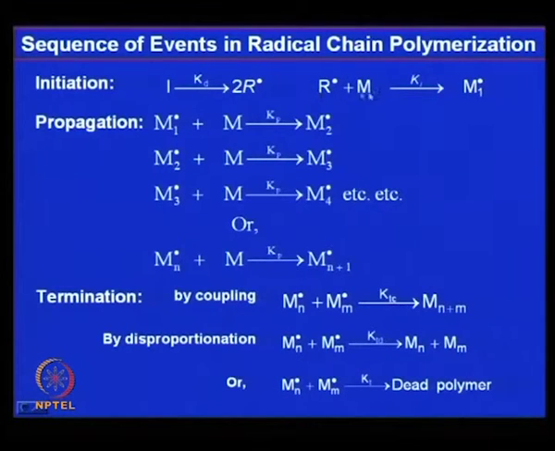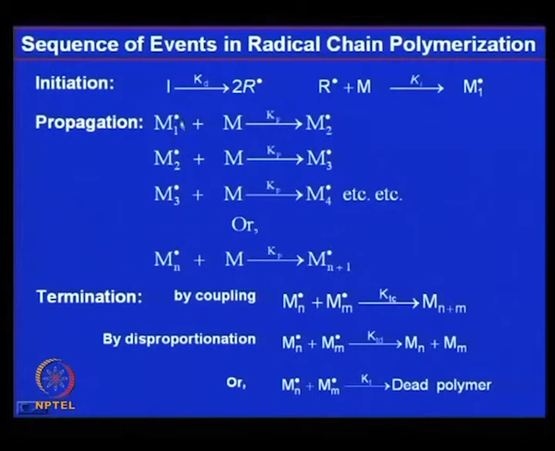The initiator radical initiates a monomer to form a monomer radical. So, this step is known as the initiation step. This is the initiator decomposition step and this is the initiation step, and both this decomposition and initiation are included in the initiation step. Then comes propagation of the initiated monomer radical to an intermediate growing chain radical.